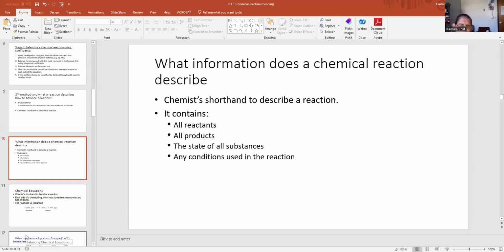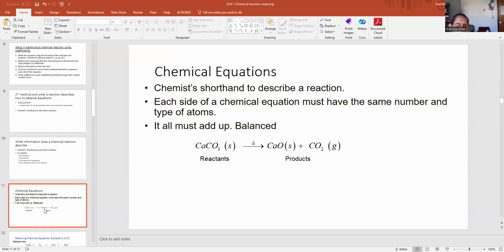So when we describe a reaction using chemist shorthand, it has all the reactants, their formulas, and the states of all the substances. Any conditions used in the reaction must also be provided. For example, the decomposition of calcium carbonate on heating.